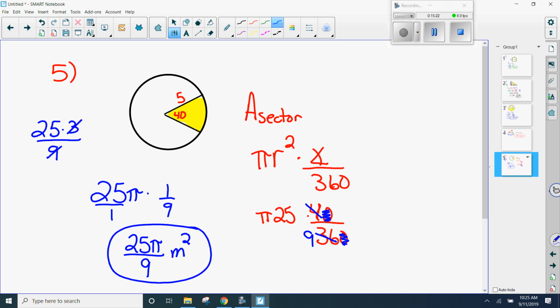3 goes into 9 3 times. What's 25 divided by 3? 8 something, right? So it's going to be a little over 8, somewhere around there for an answer. You see how you can approximate that? Turn your pi to a 3.